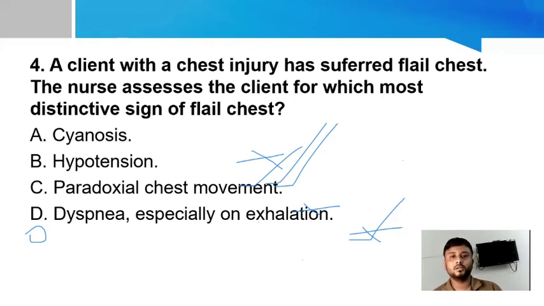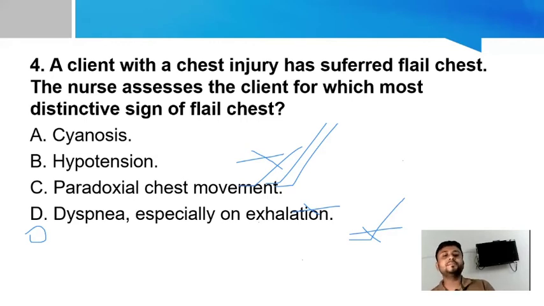So remember this. If the patient has a fracture in the ribs, the movement of the chest will differ from the movement of the broken ribs. So we can clearly see that there is abnormal chest movement. Abnormal chest movement is paradoxical chest movement. By this, we can consider option C correct.